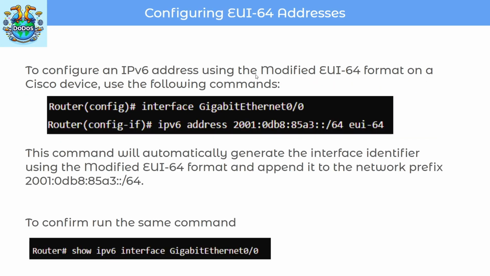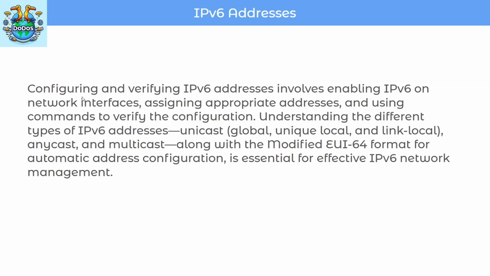Configuring these EUI-64 addresses is simple. To configure it using the modified EUI-64 format, just use this type of command where you plug in the IP address, but then after that you write eui-64, and this will create that EUI-64 address. And to check it, run the same show interface command. So, configuring and verifying IPv6 addressing involves enabling IPv6 on network interfaces, assigning appropriate addresses, and using commands to verify the configuration. Understanding the different types of IPv6 addresses, unicast (global, unique local, and link local), anycast, and multicast, along with the modified EUI-64 format, is essential for effective IPv6 network management and the CCNA.